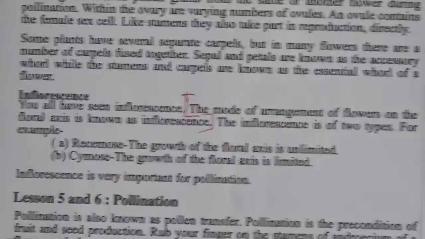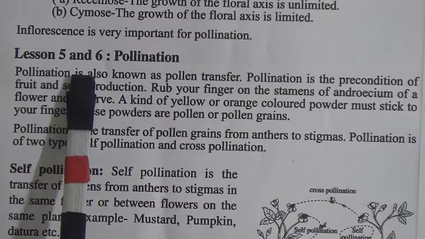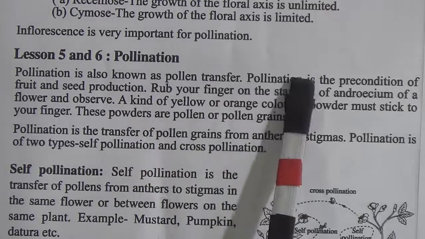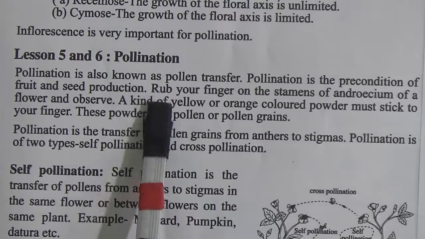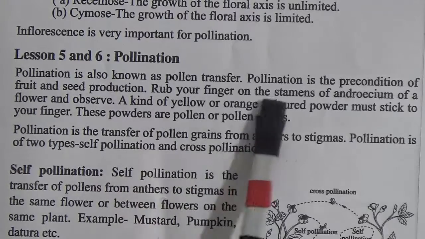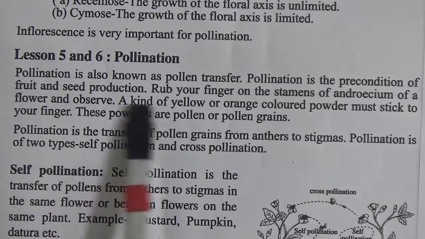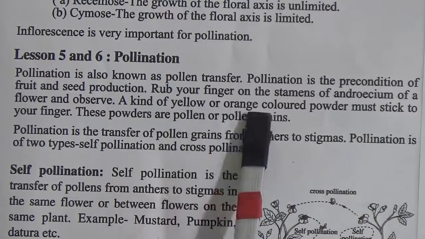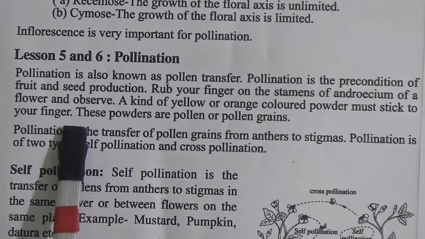We already learned about pollination from our class 5 science book, and pollination is also known as pollen transfer. Pollination is the precondition of fruit and seed production. Rub your finger on the stamen, or the androecium, of a flower and observe that a kind of yellow or orange color powder sticks to your finger, and that is the pollen grain.